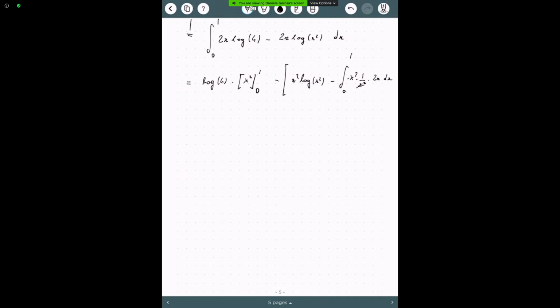So this is simplified, right? So we get logarithm of 4 minus, and this is also between 0 and 1. That's going to be 0, the first one, and the second one is minus x squared between 1 and 0. So logarithm of 4 plus 1.